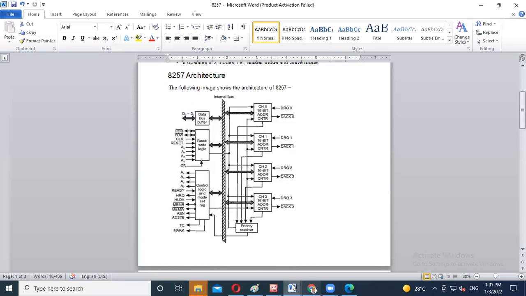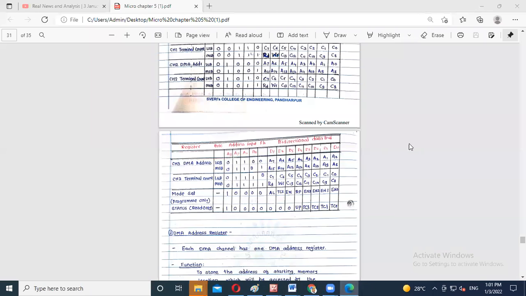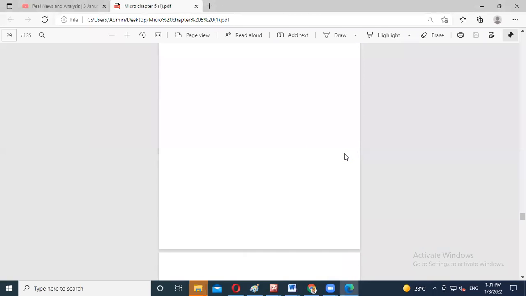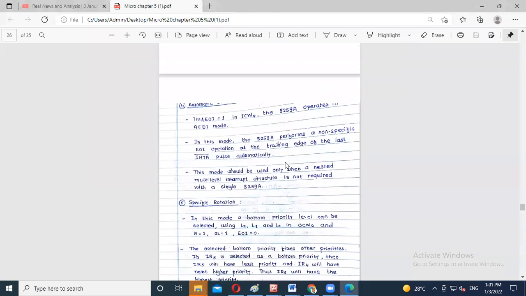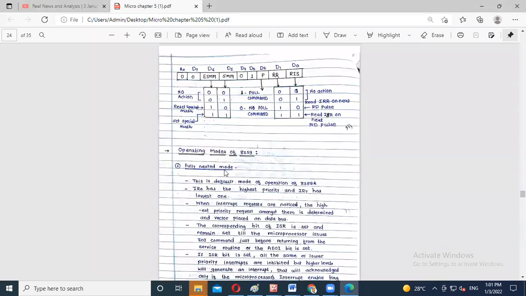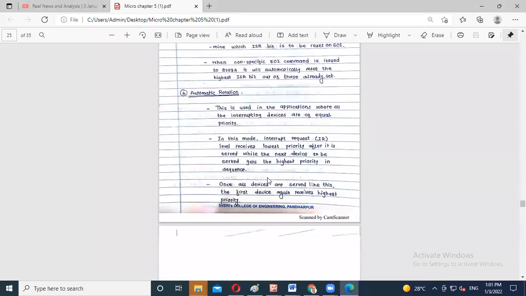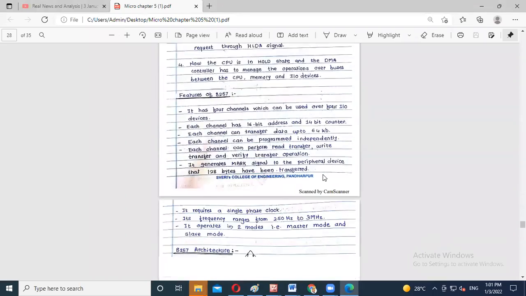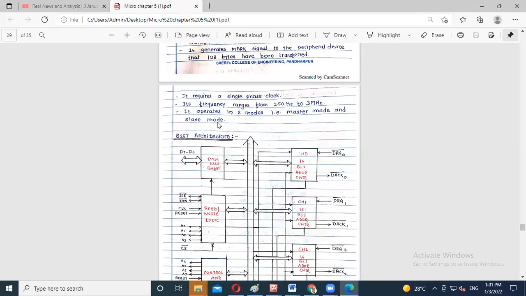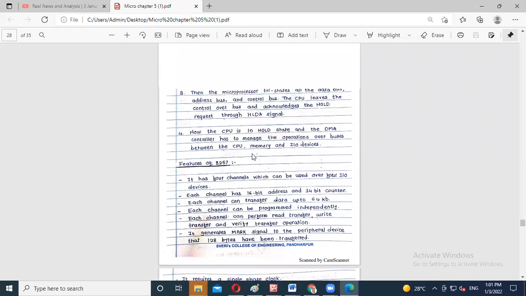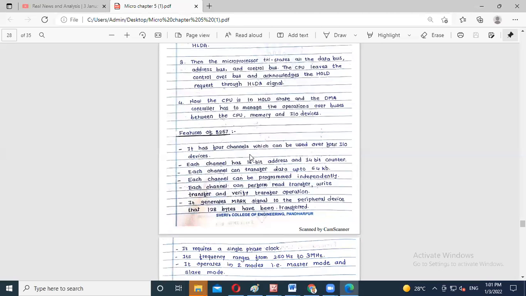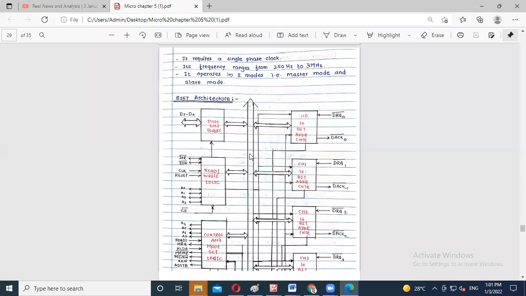8257. So you just go through my notes also. In my notes, this table is not necessary, so I have to take it out. Okay, just a second. Okay, so these are the features of 8257. I have to mention here. Whatever I explained in those notes, you have to go through it.